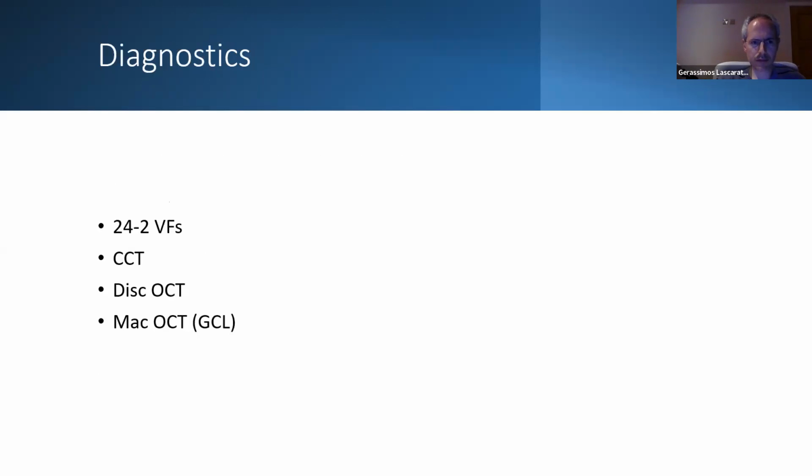Then I've got diagnostics here. Obviously, if you have 24-2 visual fields, that's very important. We've already mentioned corneal thickness. And I've also put here disc and macular OCT. It's not necessary as part of the referral into the glaucoma service to have a disc and macula OCT. But if you've got it and you know how to interpret it, then it's useful information.